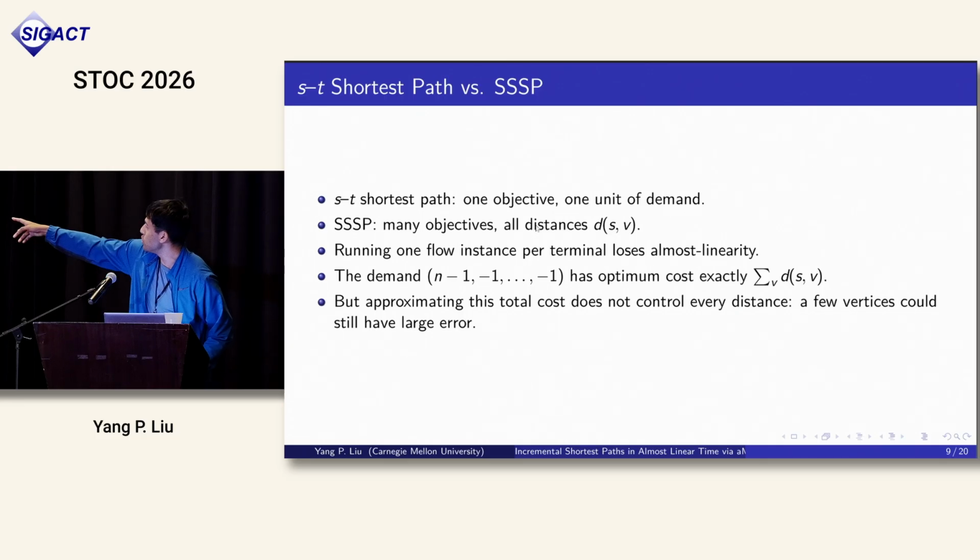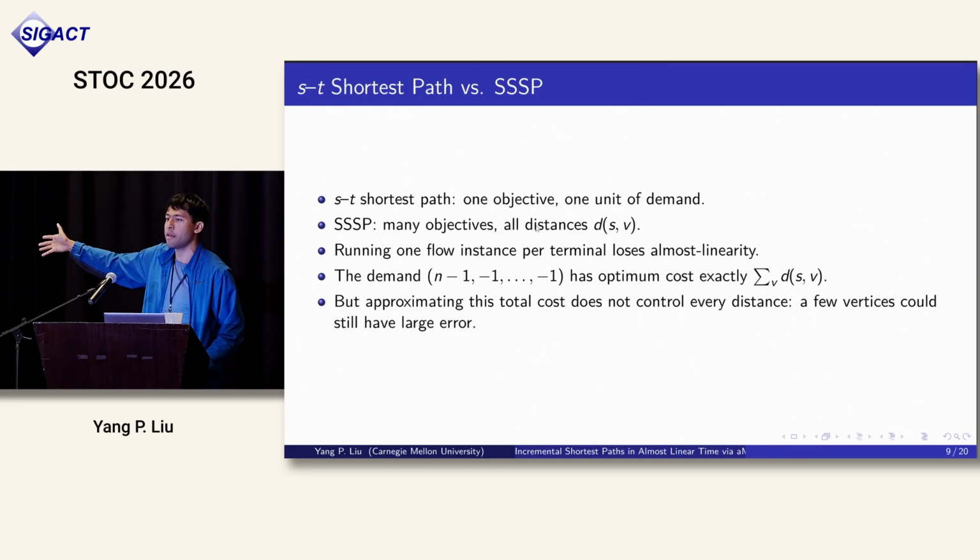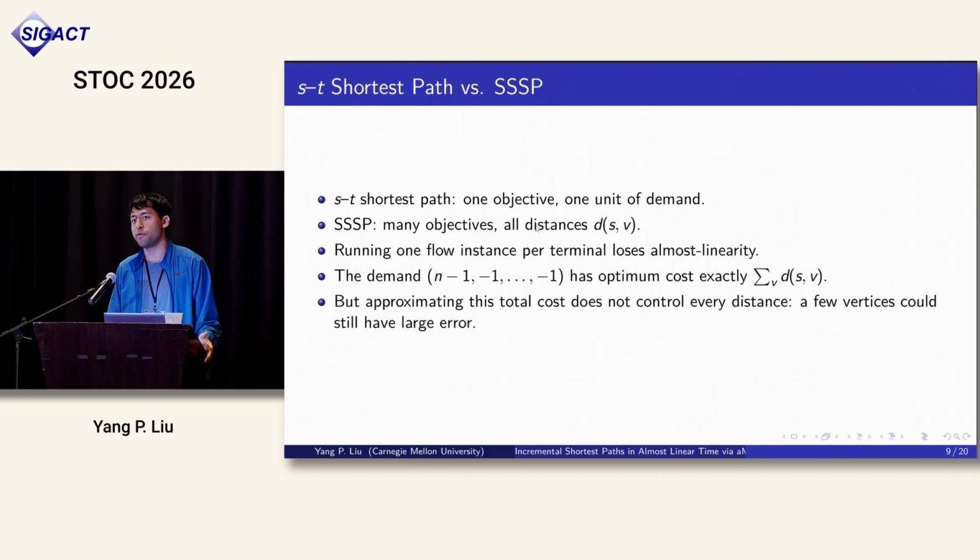Imagine I had an algorithm which was initialized on this n-1 demand, and I was able to maintain the value approximately. This doesn't actually help you get every single shortest path distance approximately, because maybe some fraction of the vertices have a large error while the other vertices don't. So the context is, you can start here, but how do you handle the vertices where there might be a large error?